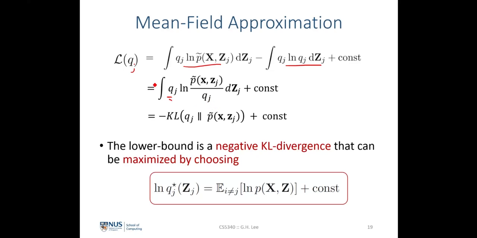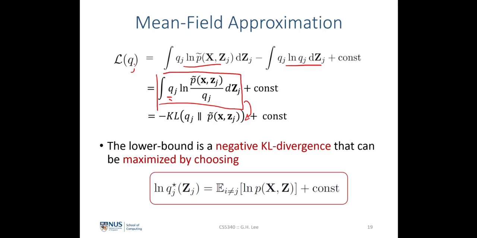And what's interesting here is that this is an expression that we are familiar with, and this is exactly the KL divergence expression, or the negative KL divergence expression, because q_j here and p tilde here are in the opposite direction. So this is the negative KL divergence, where we can simply write this as negative KL of q_j and the probability distribution p tilde.